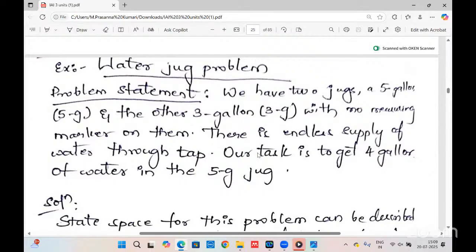Don't write anything. Look at the board. So now here, what is the problem statement? The person who has designed this question has some problem, some objective. For that objective, he is asking designers for a solution. Also he has given some condition. The problem is we have two jugs.